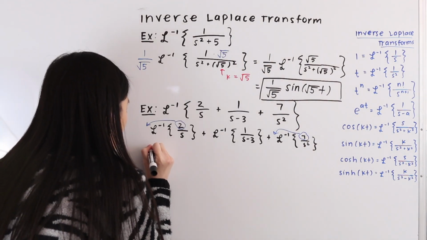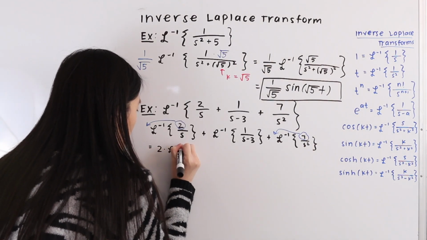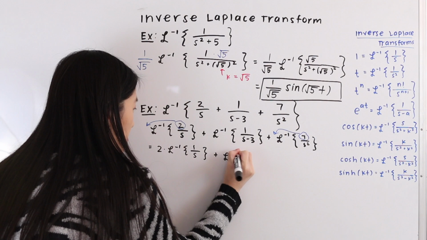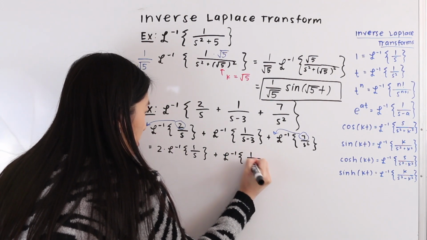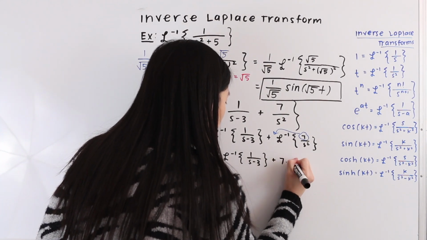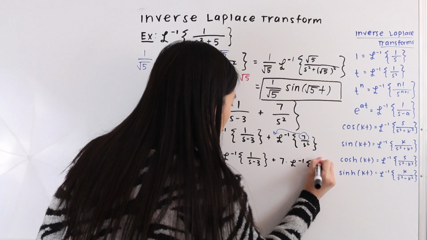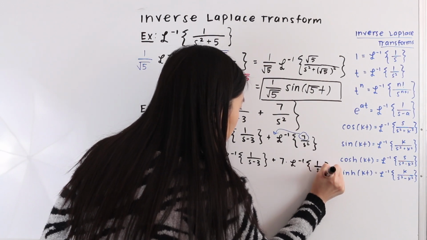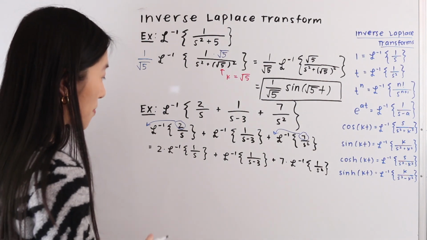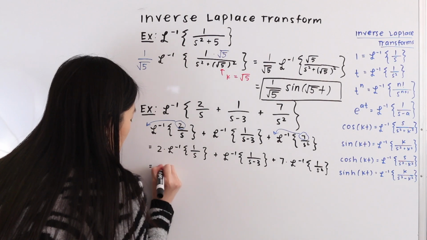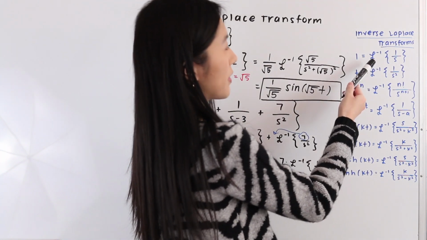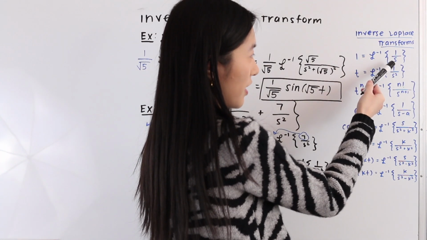So rewriting this, we have 2 times the inverse Laplace transform of 1 over s plus the inverse Laplace transform of 1 over s minus 3 plus 7 times the inverse Laplace transform of 1 over s squared. Okay, so let's go ahead and take a look at our table to determine what the inverse Laplace transforms are equal to. So we have here 2 times the inverse Laplace transform of 1 over s, and so taking a look at our table, we know that the inverse Laplace transform of 1 over s is equal to 1.